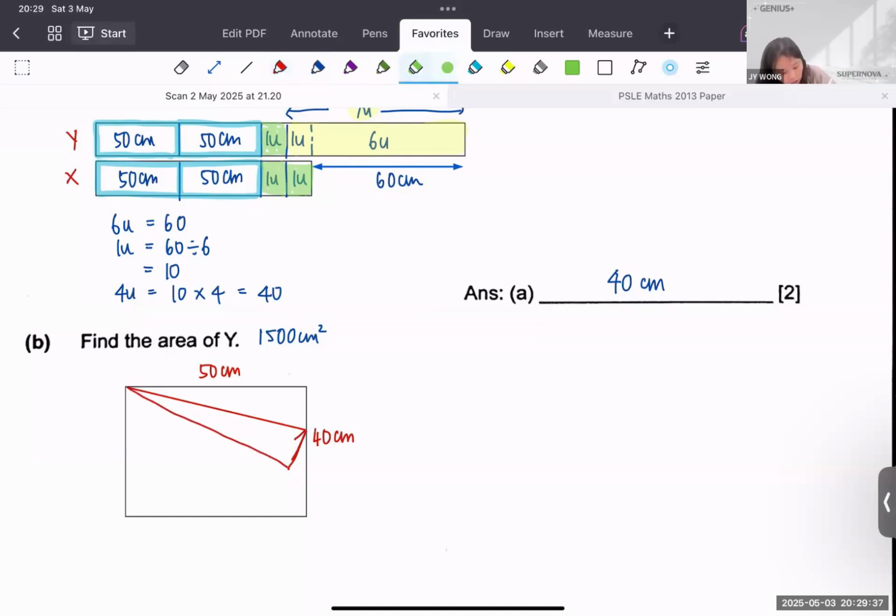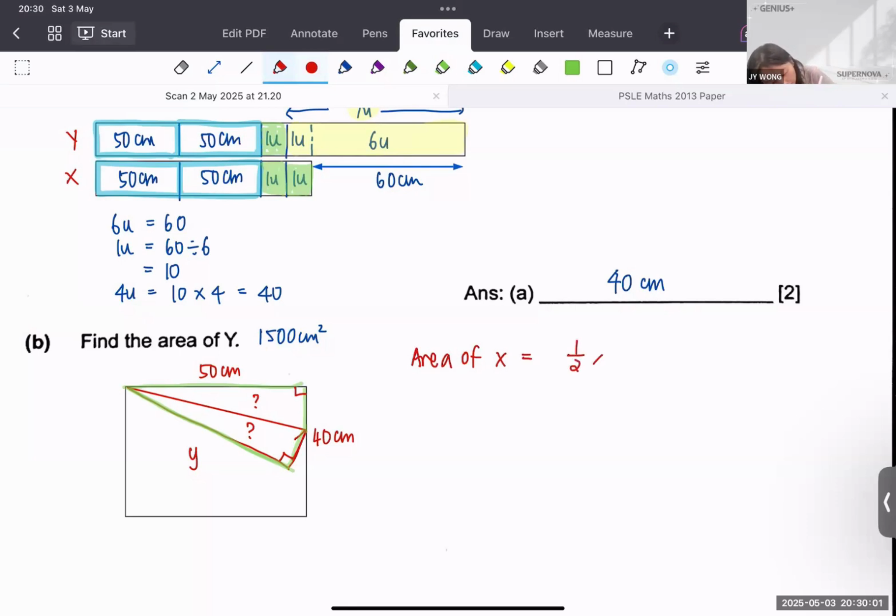this whole thing, this entire thing is your X. So you notice that the X will have 2 right angle triangles. Then you will be able to find both of them. Then you can find Y, because for Y, you take the whole figure minus the area of X.